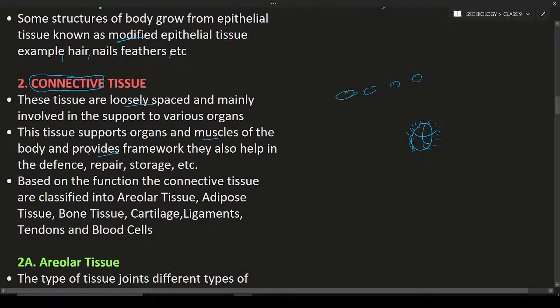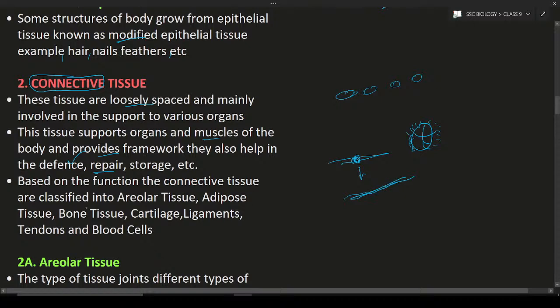And it is also going to help in the defense. What is meant by defense? Defense is nothing but protection from bacteria, fungus, viruses, etc. It means these tissues are involved in protection. Next is repair. Let us consider a tissue is damaged. Here the tissue is damaged. The damaged tissue will be repaired perfectly with the help of this connective tissue.